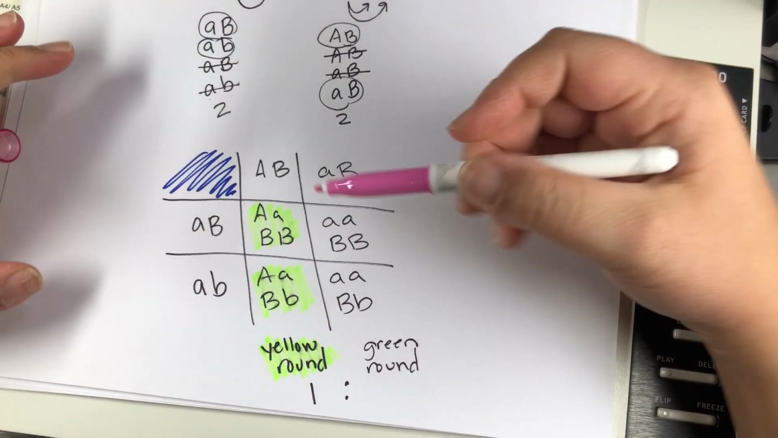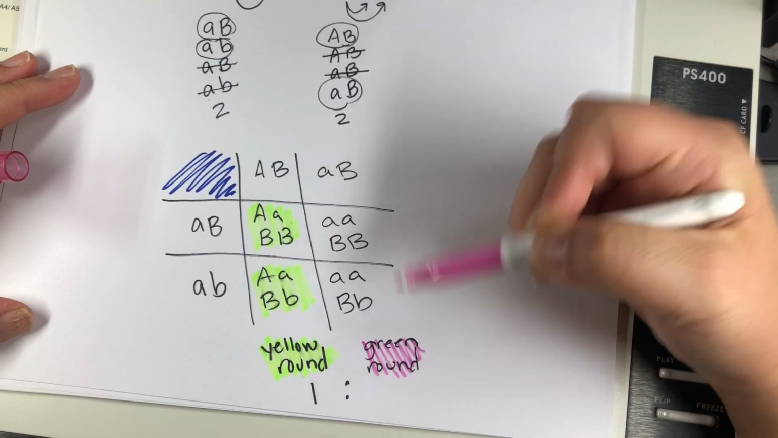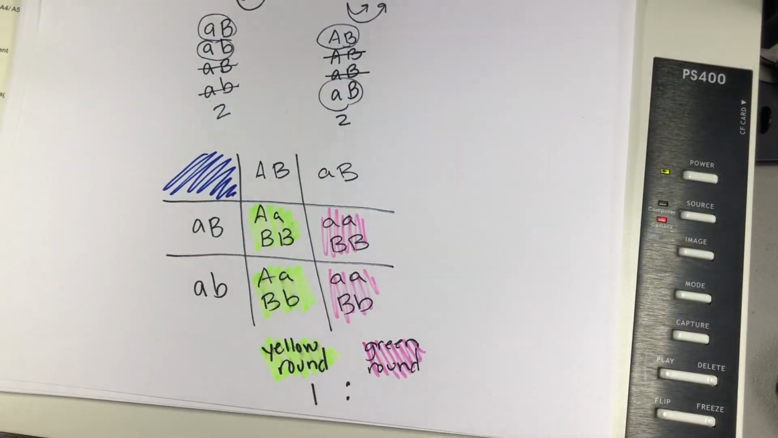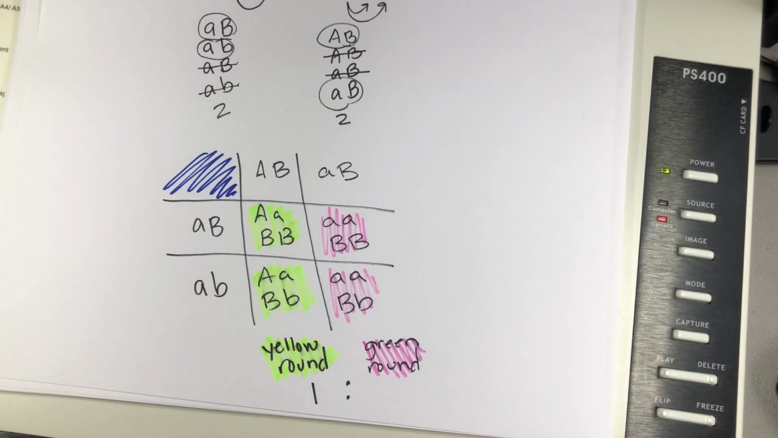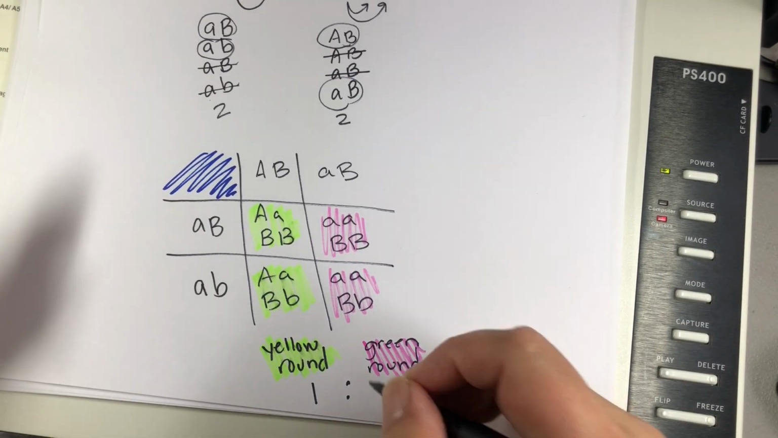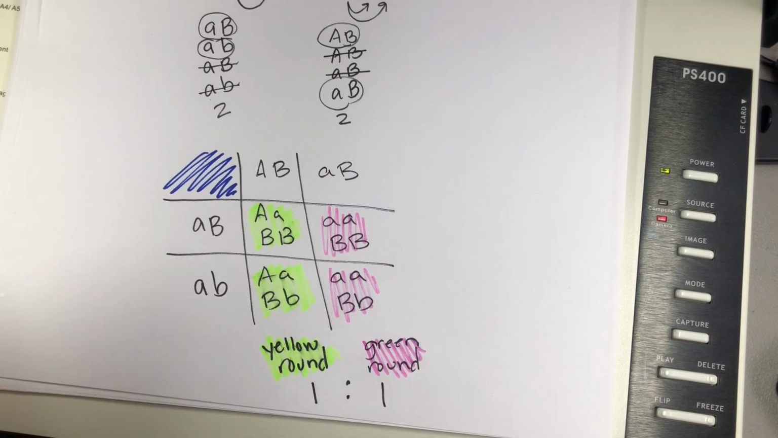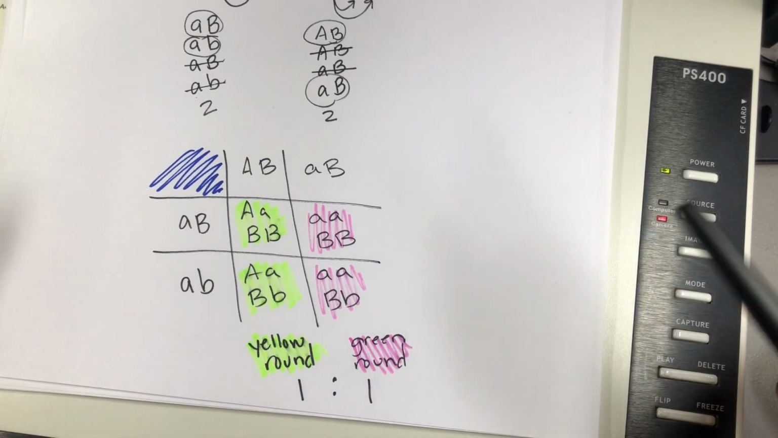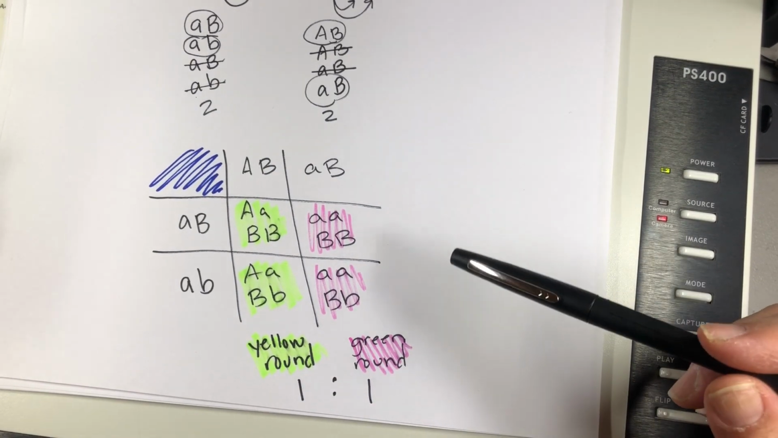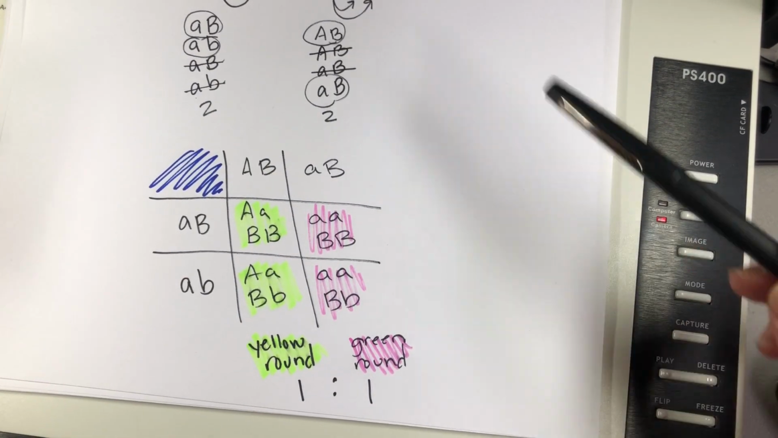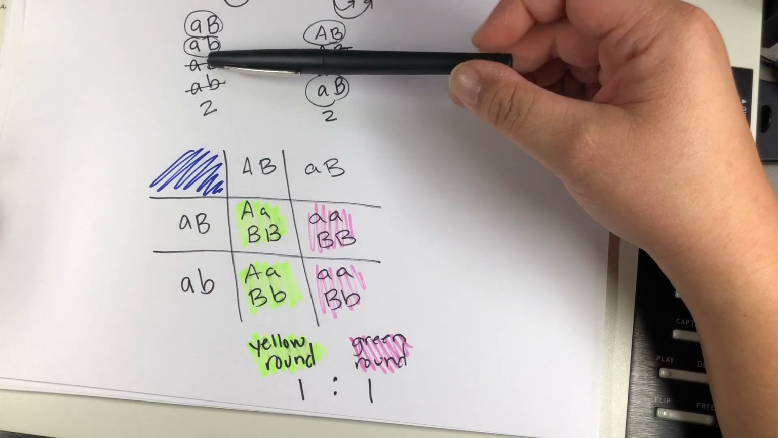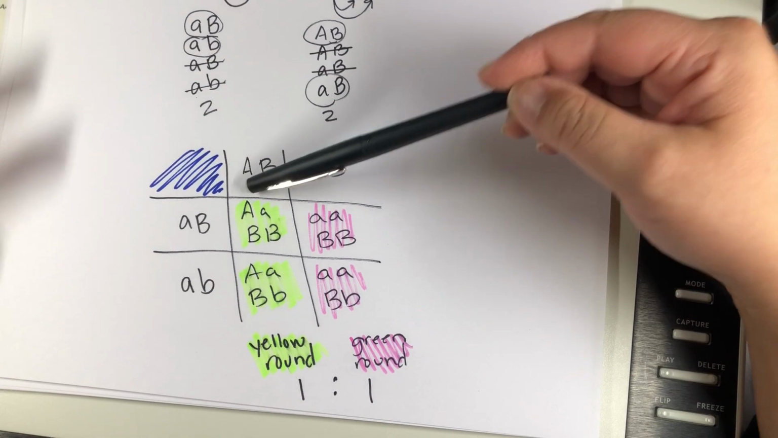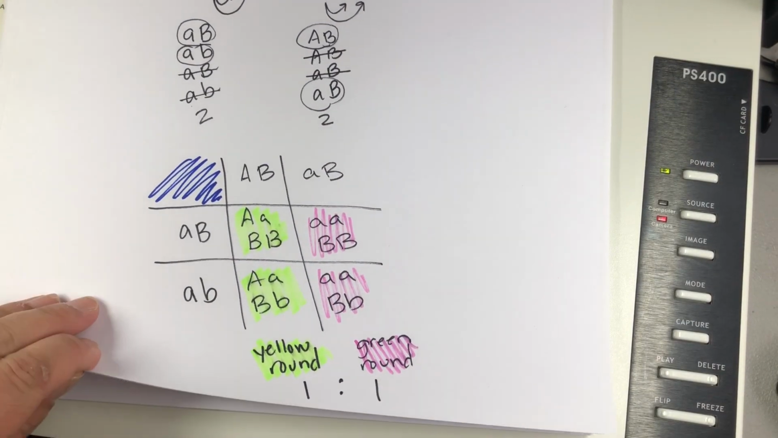Okay, fine. So green round, and there's going to be 2 of those, so it's going to be a 1-to-1 ratio. Just remember that if there are more than one unique genotype, cross it out, and you don't need to use them. Okay, so this is this particular cross.